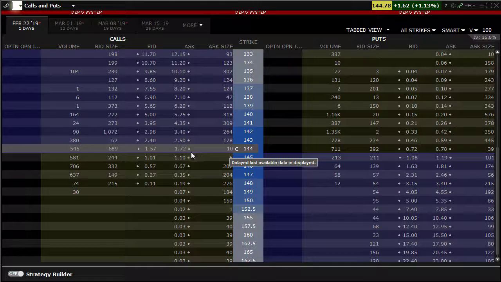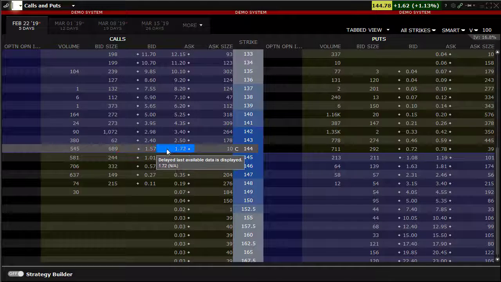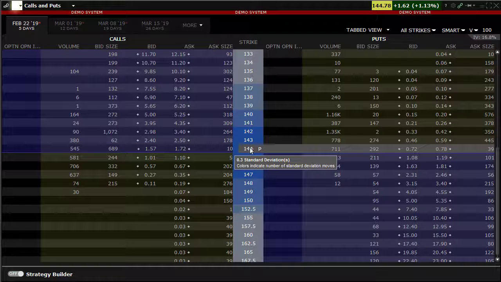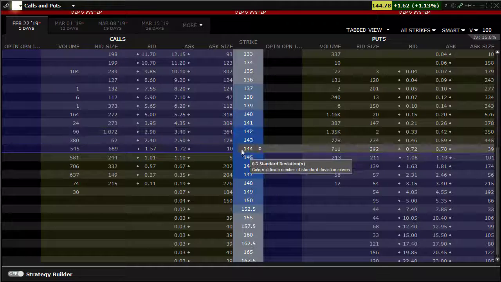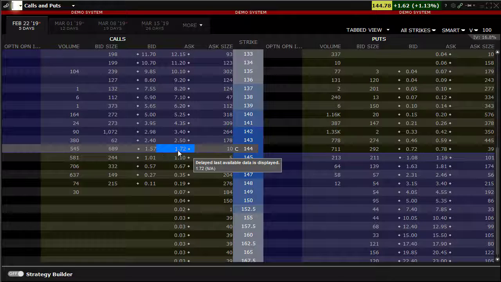Now you can sell this thing anytime before expiration, and if you notice, even though it's a 144 strike and the stock is 144.78, the option is not 78 cents. The option here is the ask is 1.72 if you were to buy it. And why is it more than 78 cents?